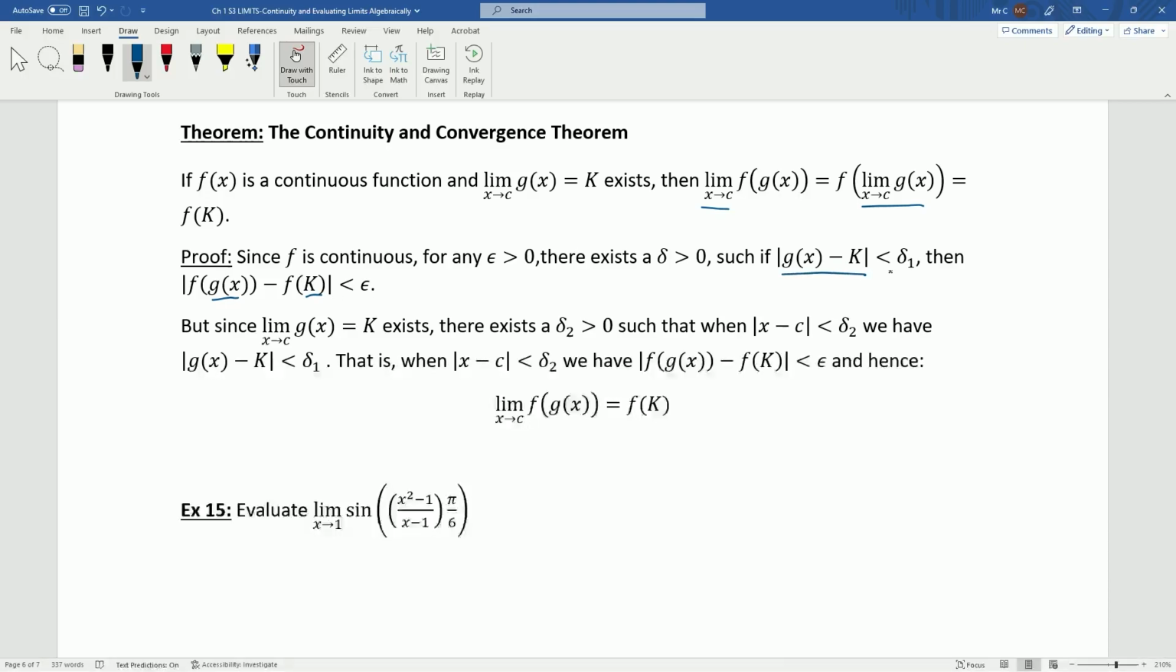But since the limit as x approaches c of g of x is k, there's another delta greater than 0, such that when the absolute value of x minus c is less than delta 2, we have that the absolute value of g of x minus k is less than delta 1. So in other words, when the absolute value of x minus c is less than delta 2, the absolute value of g of x minus k will be less than delta 1, which gives us that the absolute value of f of g of x minus f of k is less than epsilon. And that gives us, by definition, that this limit as x approaches c of f of g of x is f of k. And k is this thing here.